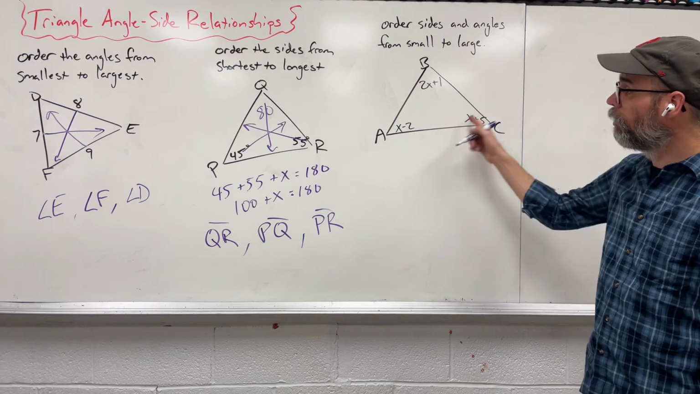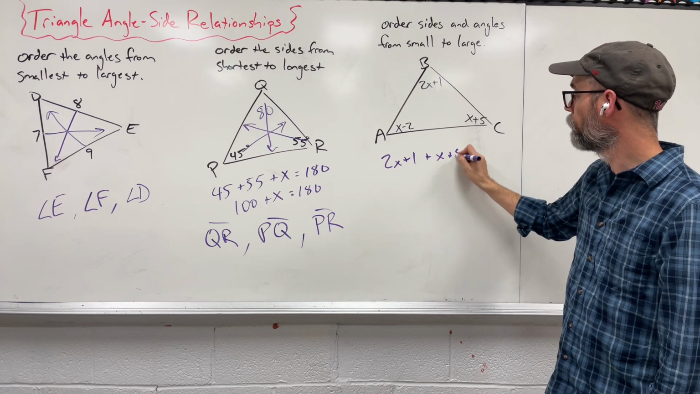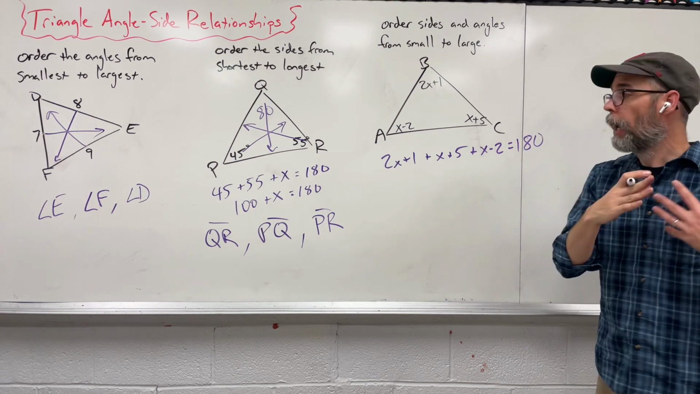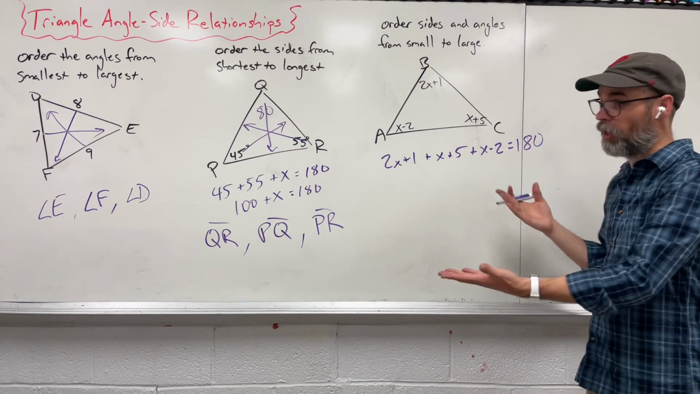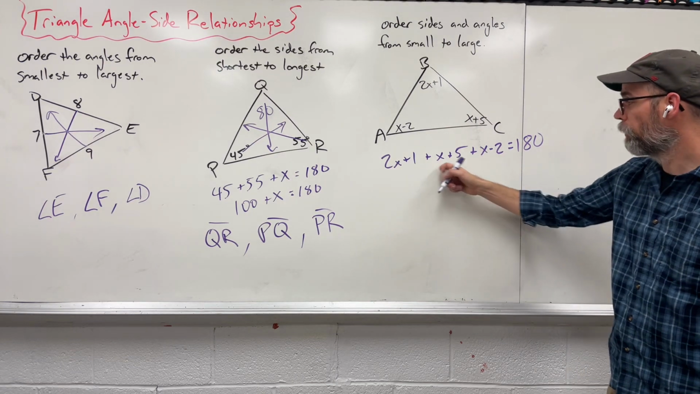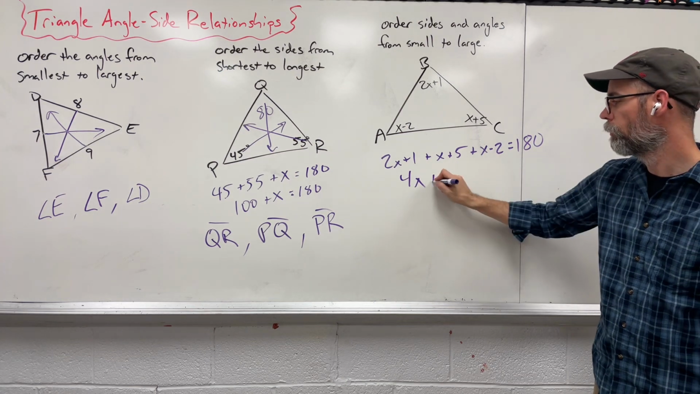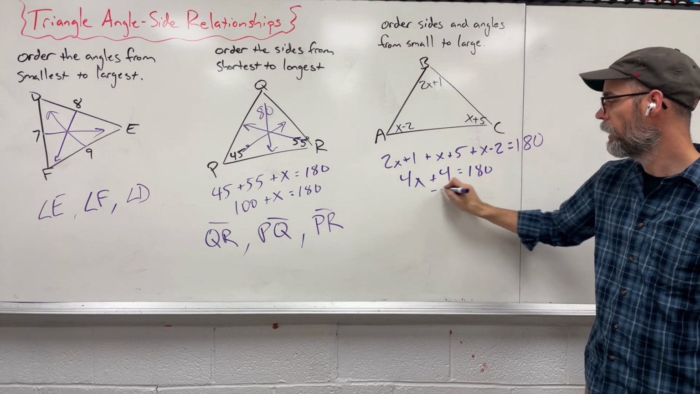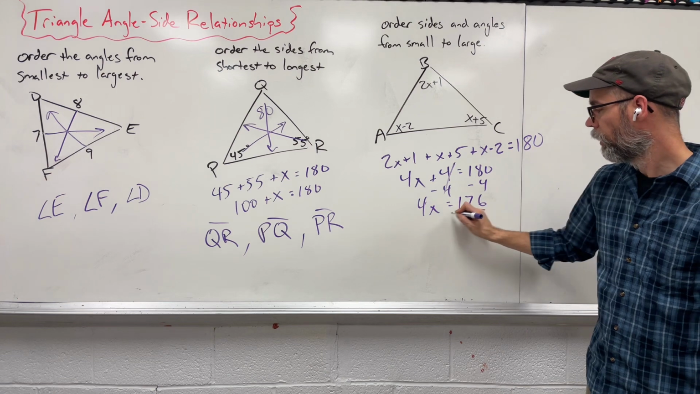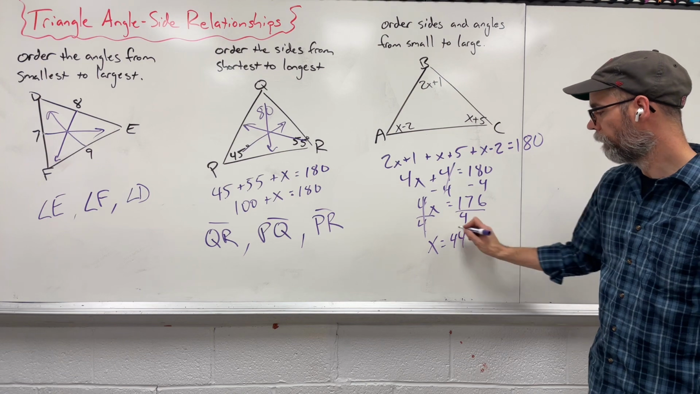The long way is, let's add all of our angles up. We could say 2x plus 1 plus x plus 5 plus x minus 2 equals 180. This is going to be a long drawn out way. There is a shorter way right after I do this. So let's put this all together. 2x plus x plus x gives us 4x. 1 plus 5 is 6, minus 2 is 4. 4x plus 4 equals 180. Subtract 4 to get 4x equals 176. Divide by 4, and x ends up equaling 44.